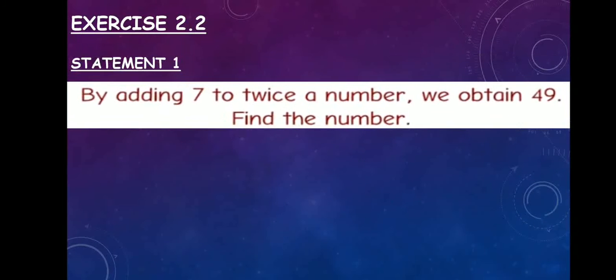Now let's proceed with the exercise sums. We'll discuss the statement first. By adding 7 to twice a number, we obtain 49. Find the number.